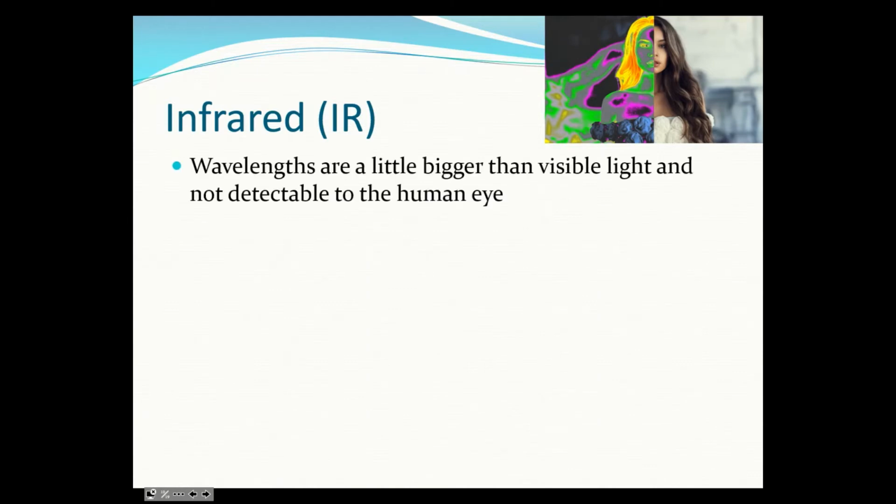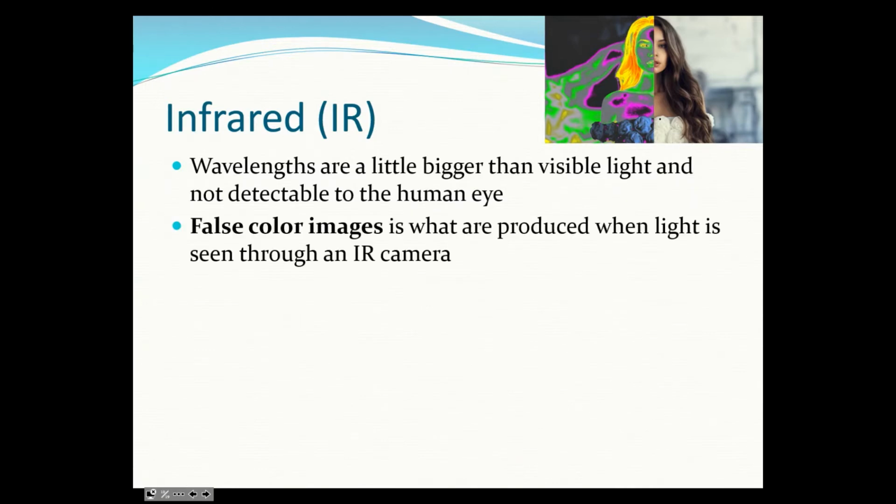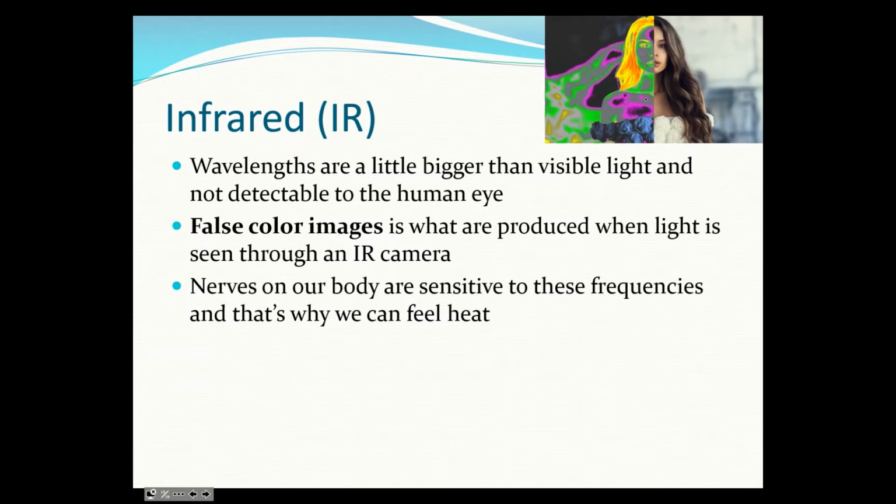So infrared wavelengths are a little bit bigger than visible light, and they aren't detected by the human eye, but Predator could obviously see it. And that Predator image is called a false color image, and that's what light looks like through an infrared camera. Infrared is heat a lot, so they just assign different colors to different temperatures. Nerves on our body are sensitive to these frequencies, and that's why we can feel heat.